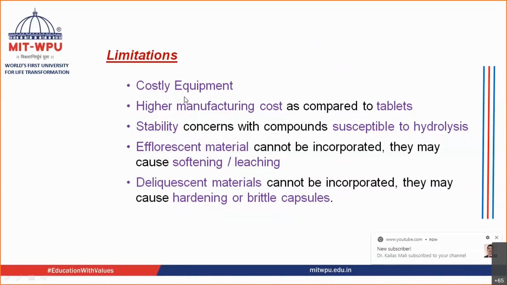That is, it is costly. The equipment that is used is very costly in nature. The manufacturing cost is higher as compared to tablets. It has a stability concern when it comes to drugs which are susceptible to hydrolysis. Efflorescent material cannot be incorporated because it causes softening or leaching of your capsule shell, and also deliquescent material cannot be incorporated because it causes hardening or brittleness in the capsule shell. These are some of the disadvantages.